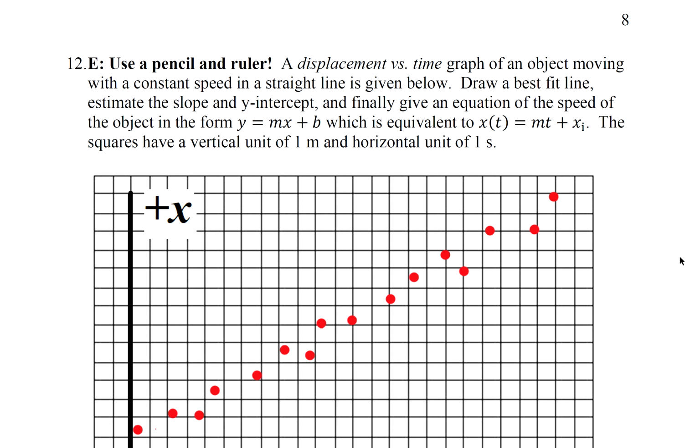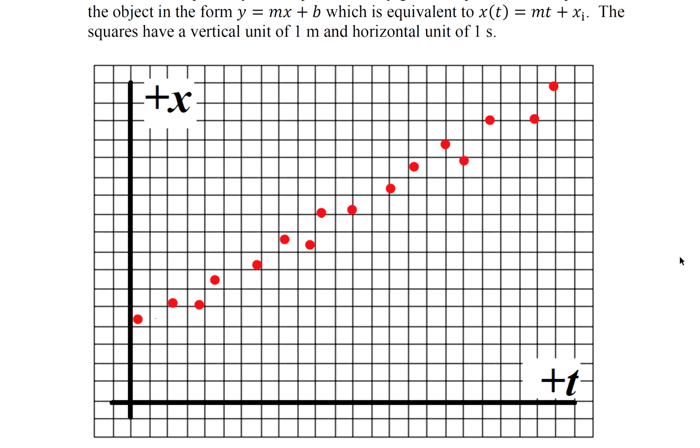Question 12. Use a pencil and ruler. A displacement versus time graph of an object moving with a constant speed in a straight line is given below. Draw a best fit line. Estimate the slope and y-intercept, and finally give an equation of the speed of the object in the form of y equals mx plus b, which is equivalent to displacement equals m times time plus x initial. The squares have a vertical unit of 1 meter and a horizontal unit of 1 second.